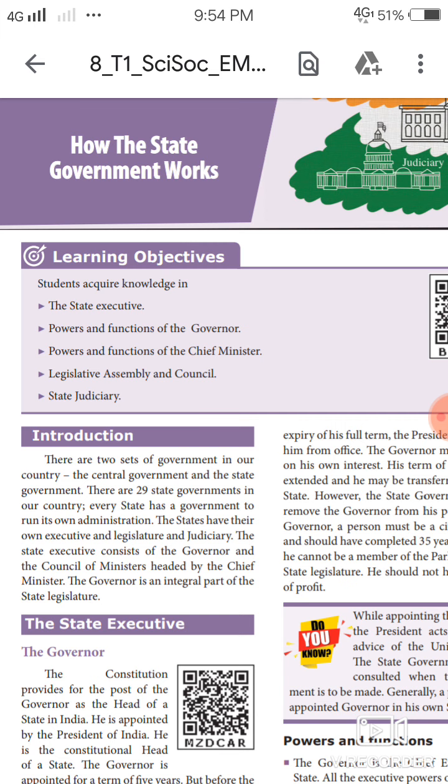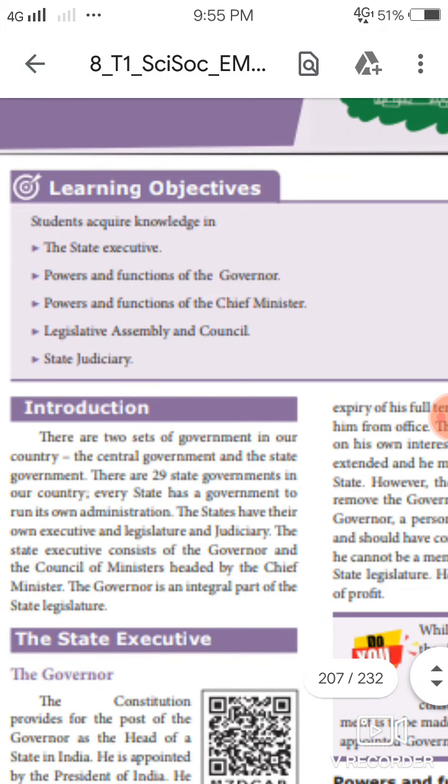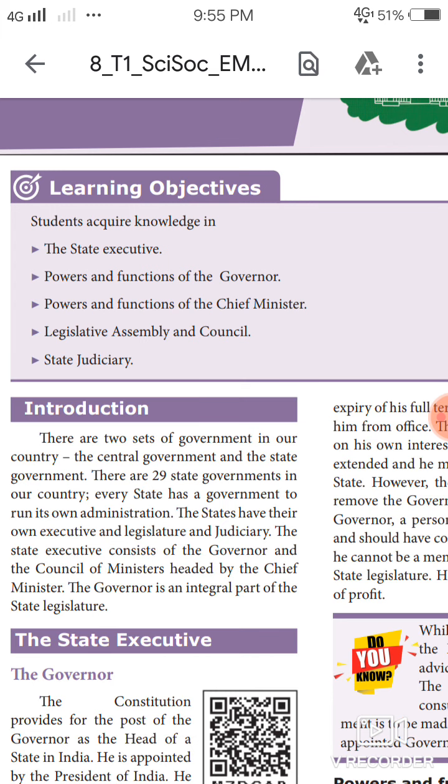How the state government works. Learning objectives. Students acquire knowledge in the state executive, powers and functions of the governor, powers and functions of the chief minister. Introduction. There are two sets of government in our country.